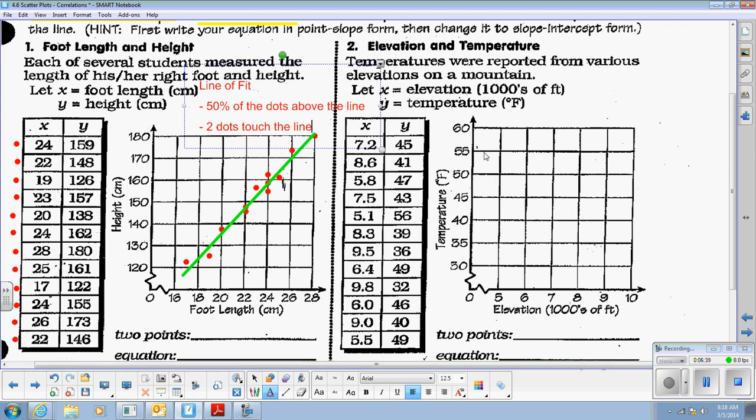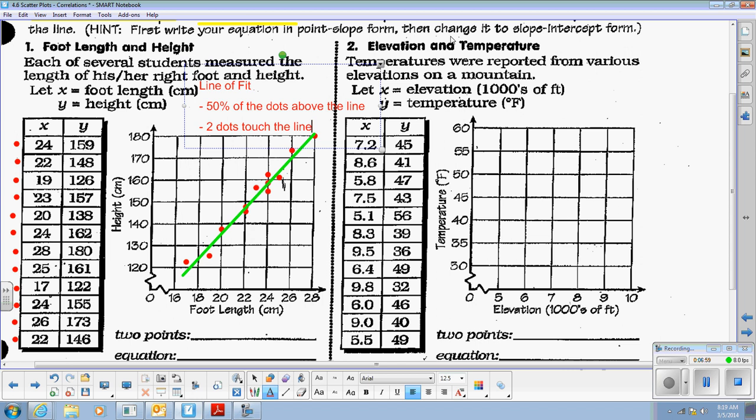I'm going to continue on with this graph number 2 on elevation and temperature. So if you'd like to see me make another graph, and then we'll draw in another line of fit if there's a correlation. Again, if you're comfortable, go right ahead and finish plotting the points, drawing in the lines of fit. If you'd like to see me do a second graph, keep watching.